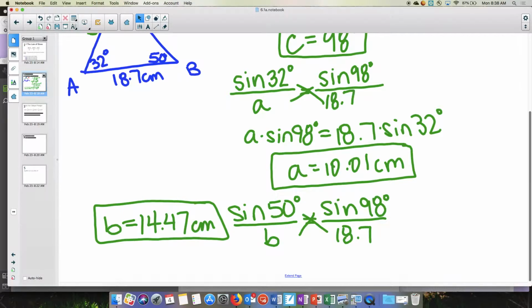What was I going to say? I had something else. Oh, be careful with that parentheses in your calculator. All right. I do want you to round to 2 decimal places, so just get used to that.